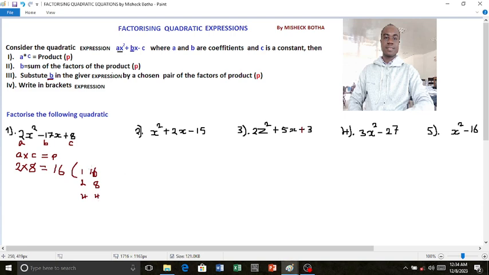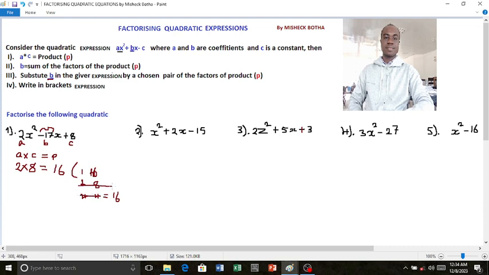Now these pairs, the factors of 16, let's start from the bottom and eliminate from here. We know that 4 times 4 will give us 16, right? But 4 plus 4 won't give us back our negative 17, so we can't use this pair.